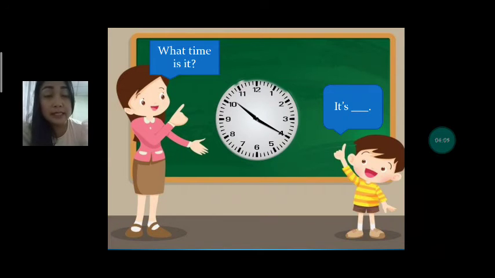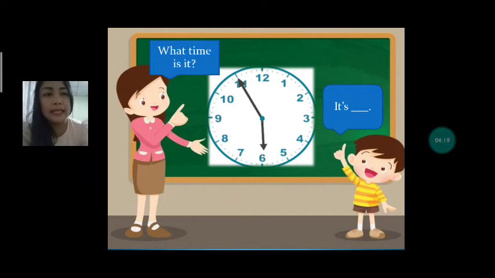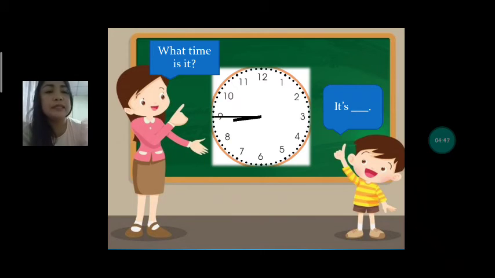Next, what time is it? The long hand is pointing to number 4. So again, we count by 5 from number 1. It's 5, 10, 15, 20. It's 10:20. Next, the short hand is pointing to number 5 and the long hand is pointing to number 11. From 1 to 11, let's count by 5: 5, 10, 15, 20, 25, 30, 35, 40, 45, 50, 55. So it's 5:55. Very good.